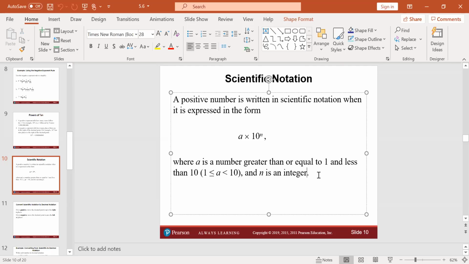So how many of you have seen scientific notation before? How many of you have dealt with it, worked with it before? It's a pretty simple application of certain exponential properties. I'll give you all a second to write it down.